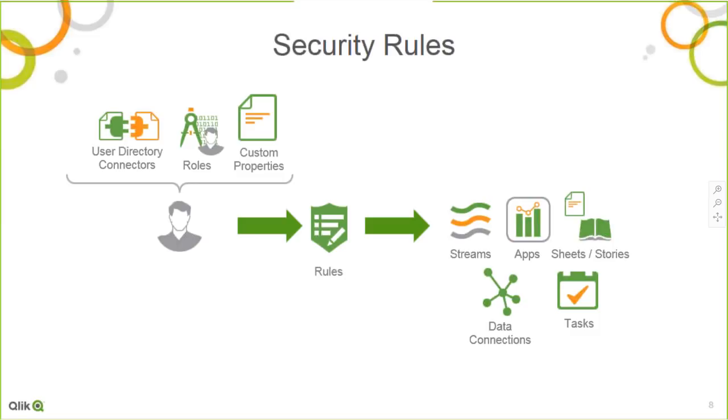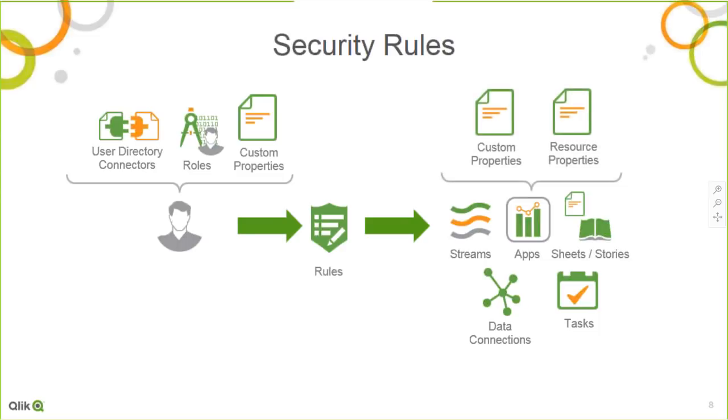They have certain custom properties assigned, potentially. And if there's a user directory connector, they have attribute information, for example AD or LDAP or an ODBC source. You have some information to describe the user. And you have custom properties and resource properties on the things they want to see. So apps belong to a stream, for example, or tasks belong to apps. And we'll cover this hierarchy in a bit, but we have ways of describing them.